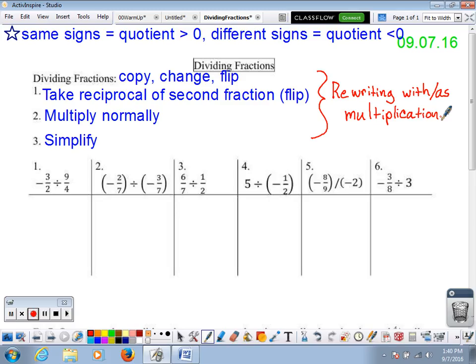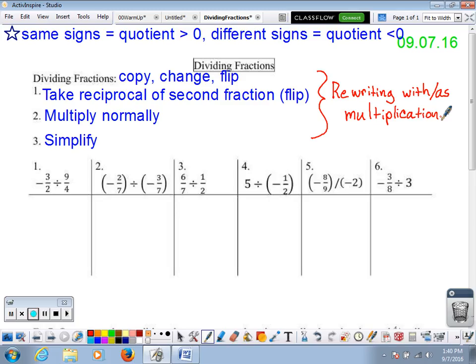Now, the whole reason that we rewrite it as multiplication is multiplication with fractions is pretty easy. We just go straight across and simplify. Okay, we looked at that yesterday. So, we're going to copy, change, flip. We're going to take the reciprocal of the second number. We're going to multiply normally. Okay, and then we're going to simplify.